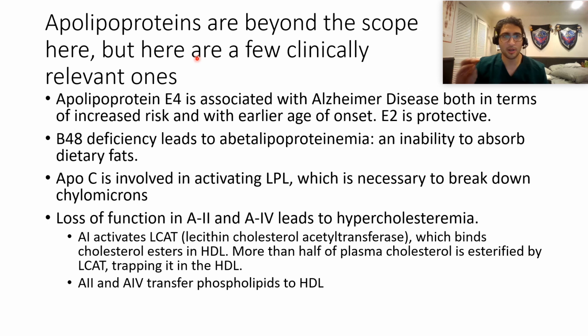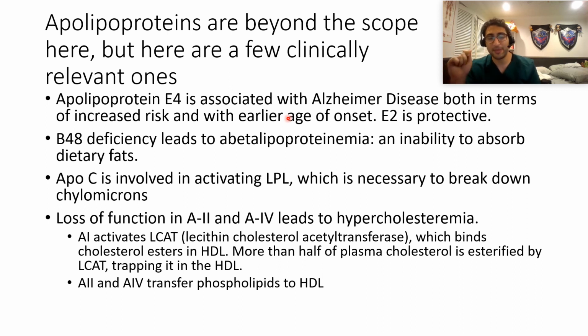So we're not going to talk too much about apolipoproteins. There's just a couple of important points that are testable. Apolipoprotein E4 is associated with Alzheimer's disease. It's associated with increased risk and earlier age of onset. You must know this. ApoE4.